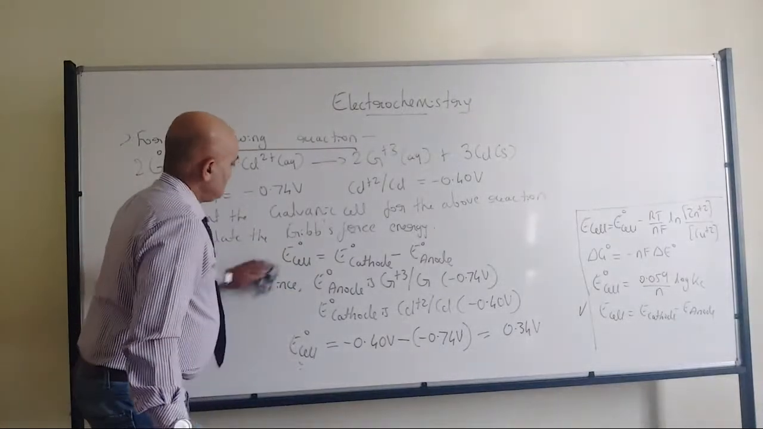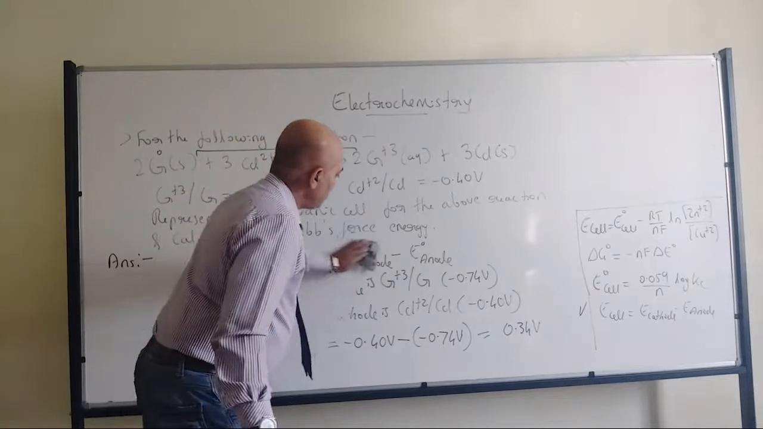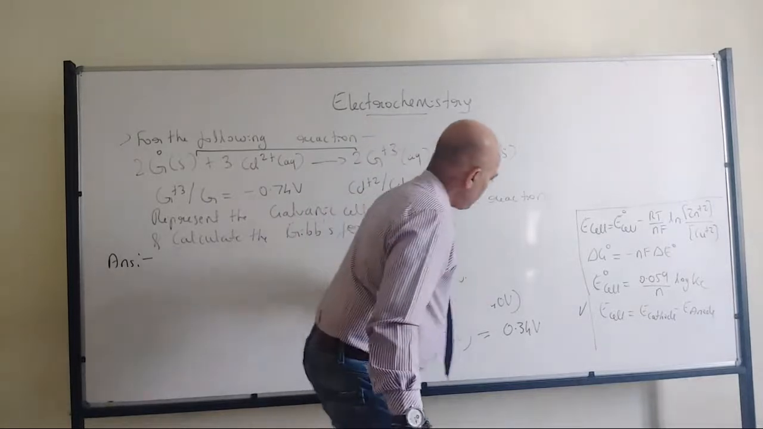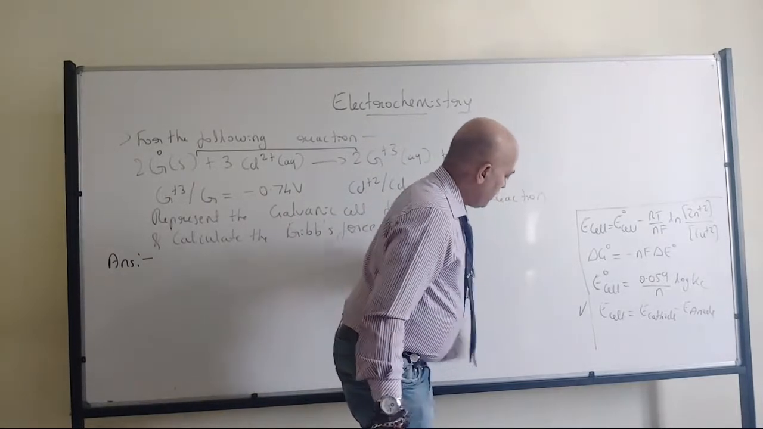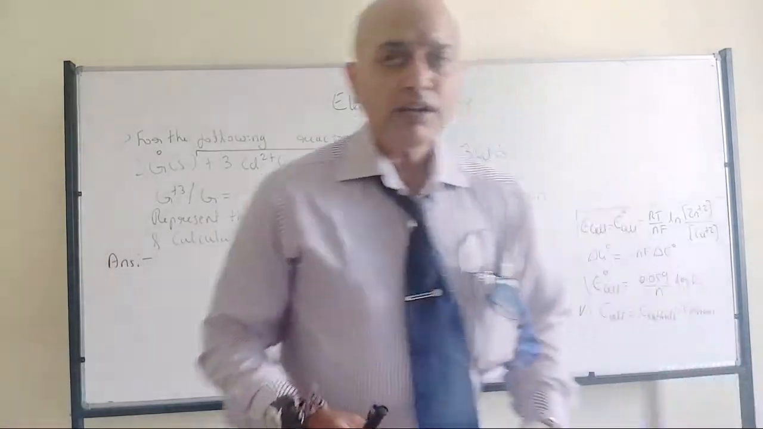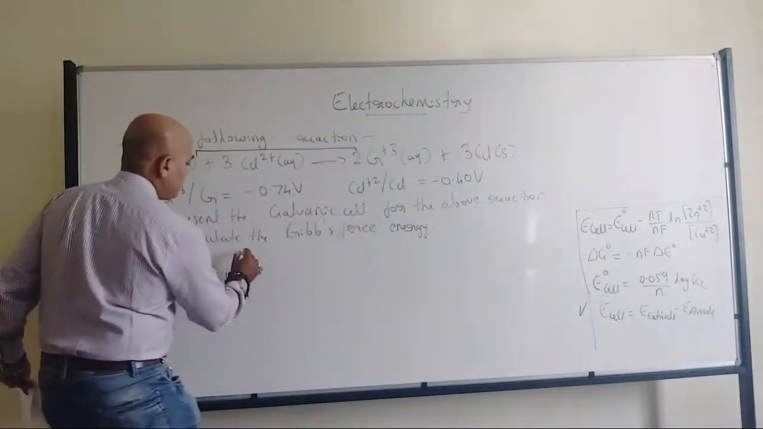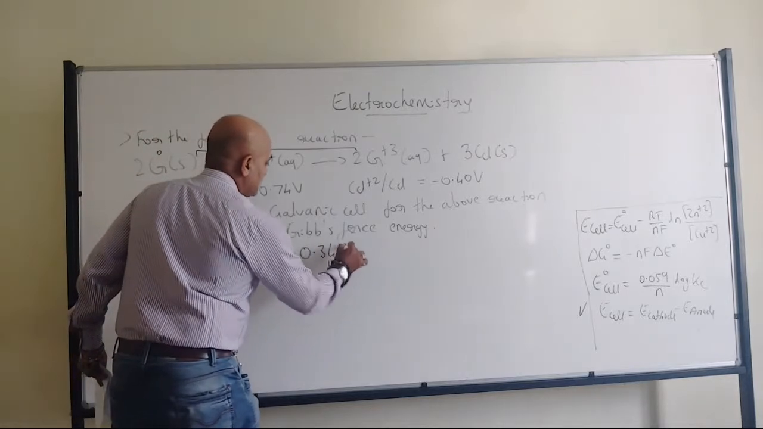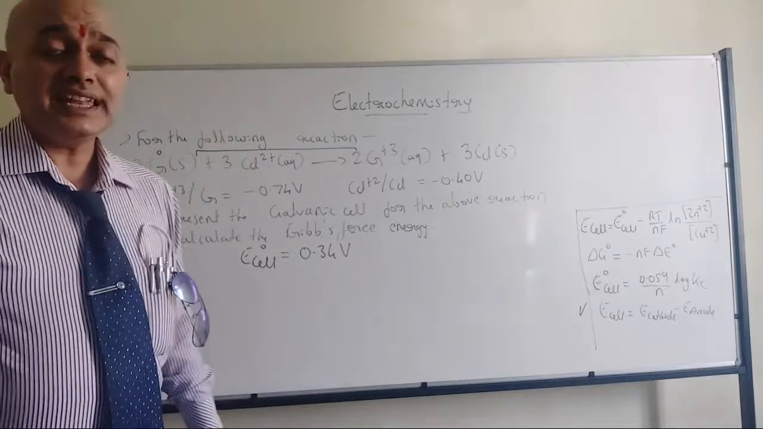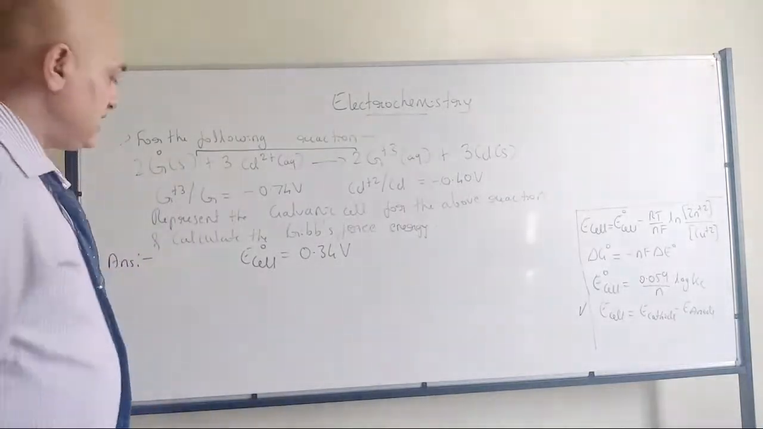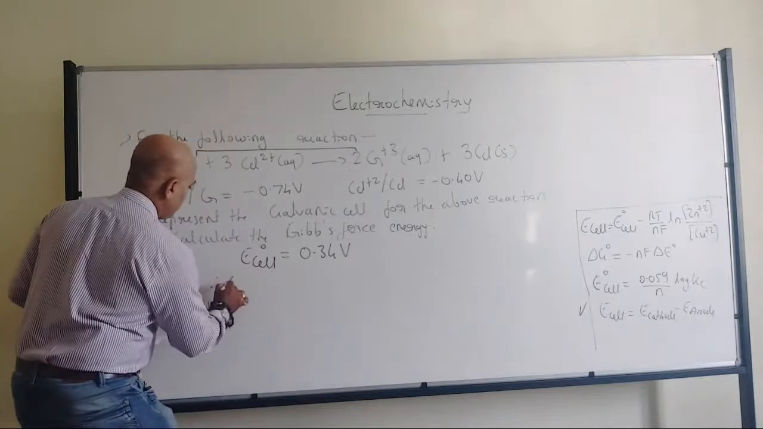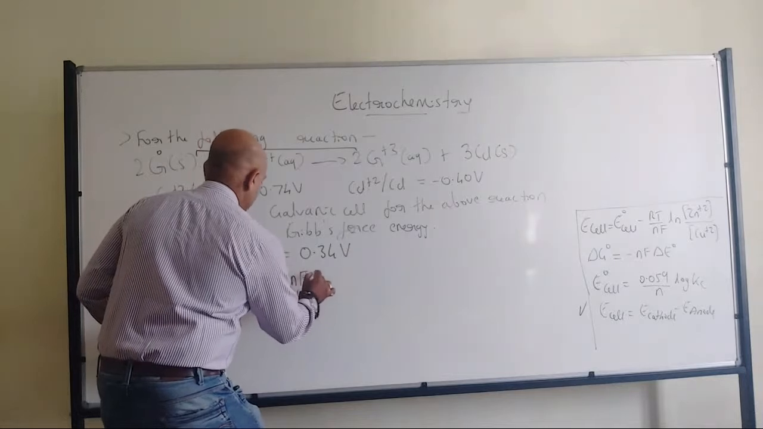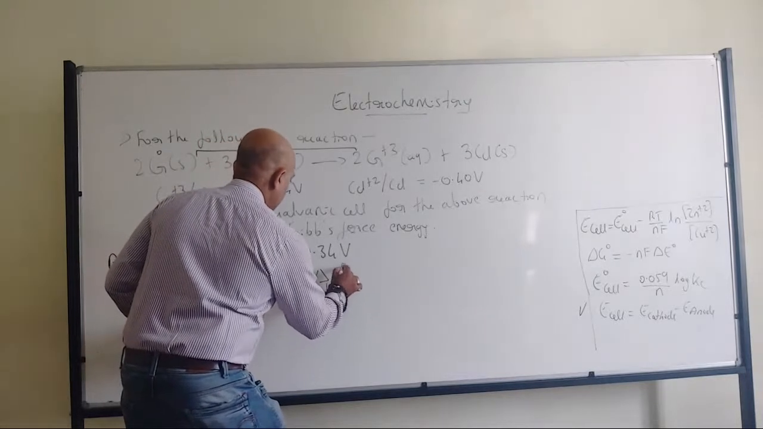Now we have got the E naught value as 0.34 volt. All of us know that whenever E naught value is positive, Gibbs free energy should be negative. So therefore, delta G naught is equal to minus nF delta E naught.